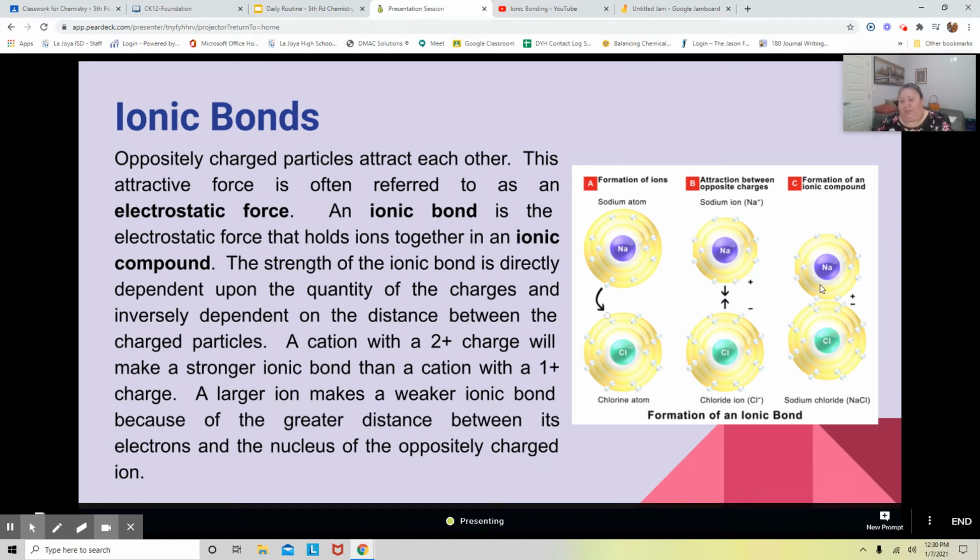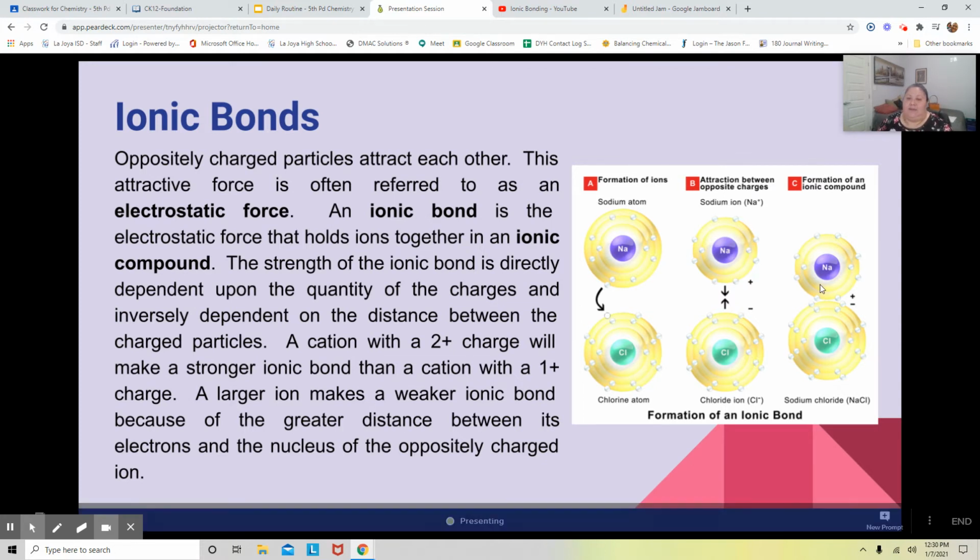You have 3 pictures of the formation of an ionic bond. In picture A, you have the actual formation of the ions. You have your sodium atom. You have your chlorine atom. This is before anything has been lost or gained. Sodium has 1 valence electron in its outer shell. Chlorine has 7 valence electrons.